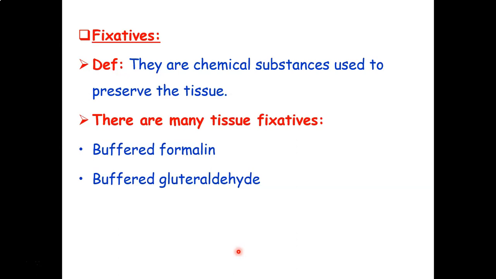Fixatives. Fixatives are chemical substances used to preserve the tissue. There are many tissue fixatives. Buffered formalin and buffered glutaraldehyde are the most common fixatives. But there are many types of fixatives beyond the scope of this lecture. So we have to memorize and recognize these two most important fixatives.